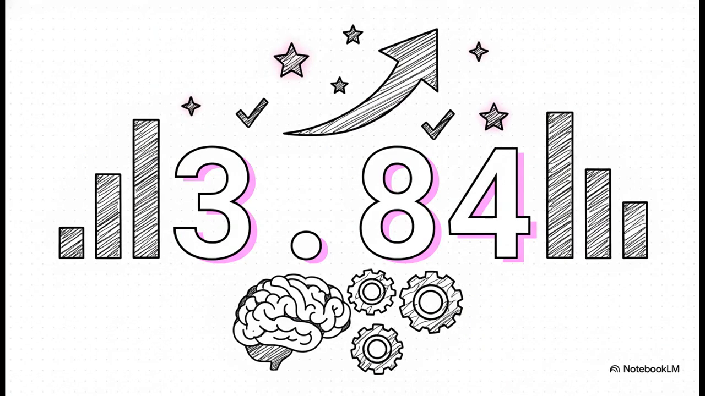Let's just zero in on that final average score for a second. 3.84 out of a possible 4. That is an incredibly high level of engagement. It's some of the best proof you can get that giving people a clear, structured path through complex ideas doesn't just work, it's super effective.